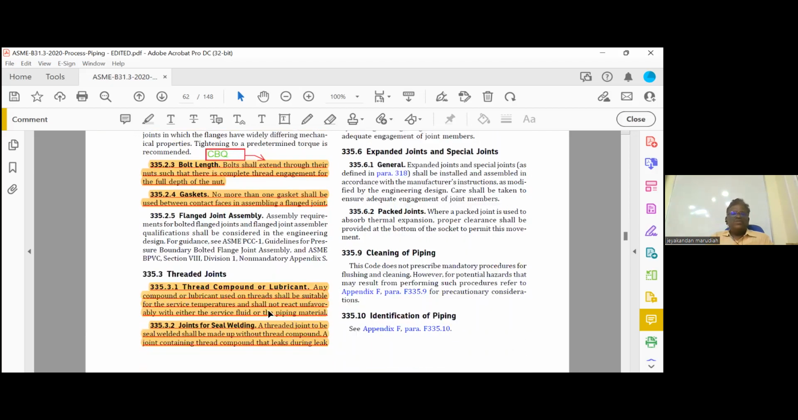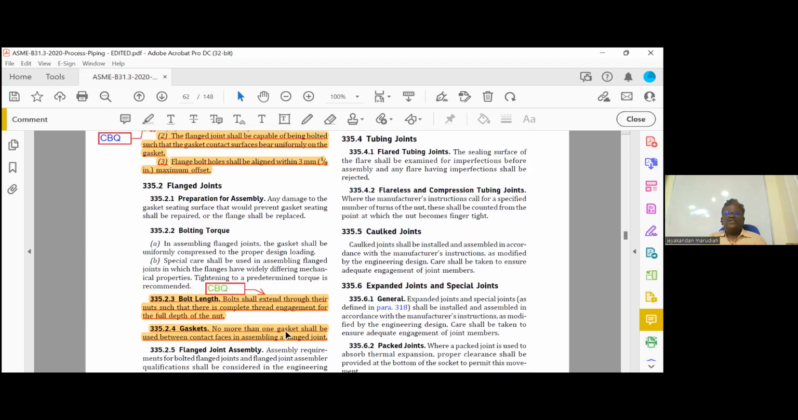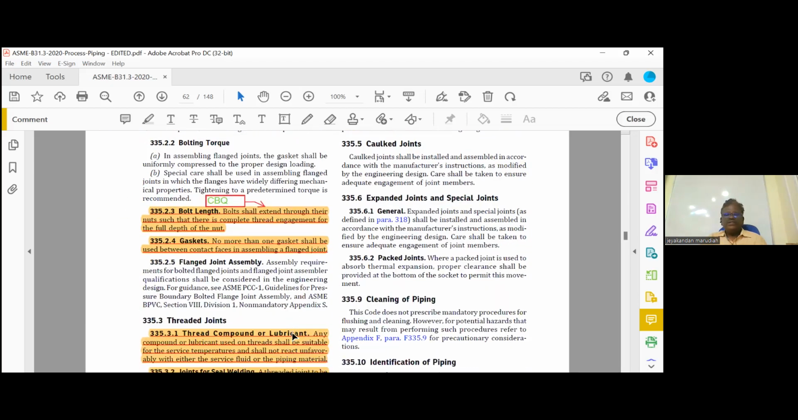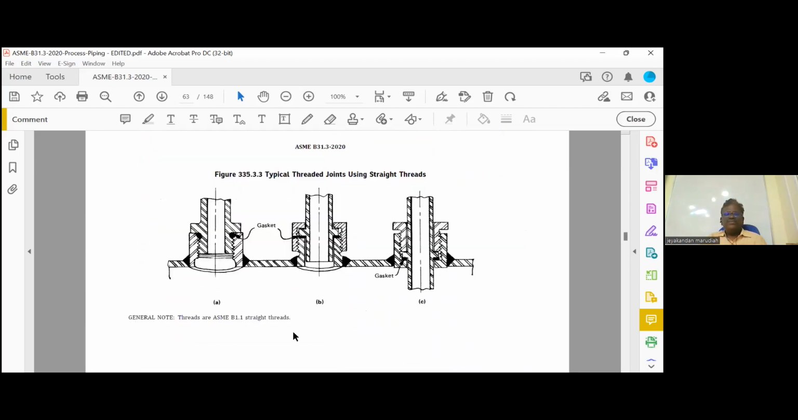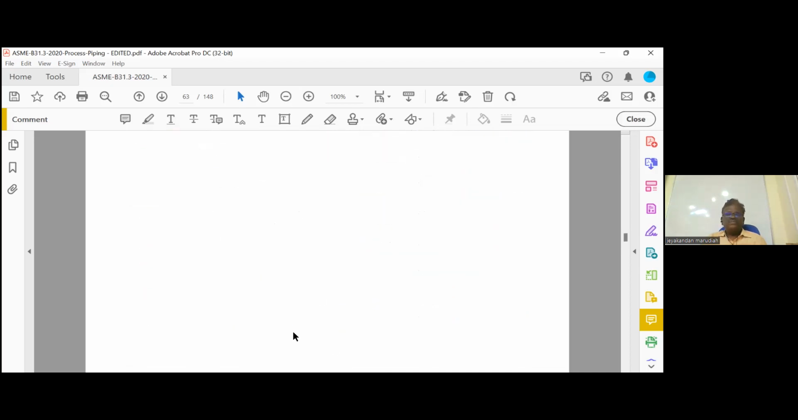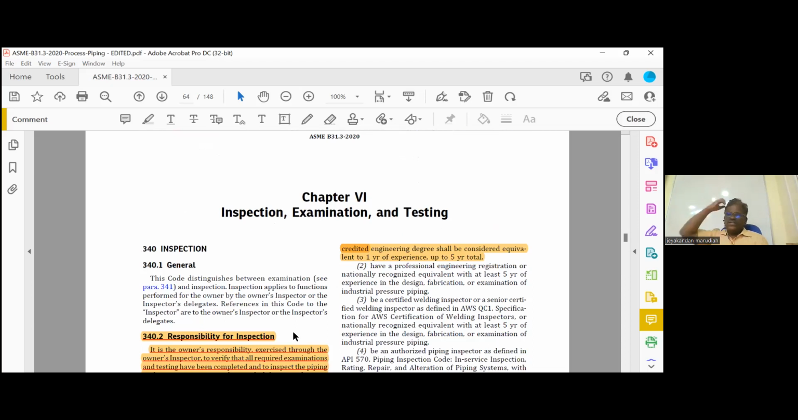Then thread compound or lubricant. Suppose you are going to make a threaded joint and then weld it, lubricant should not be used. Any compound or lubricant used on threads shall be suitable for the service temperature and shall not react unfavorably. Seal welding: a threaded joint seal weld shall be made without thread compound. Just to highlight this, these are not important. So that is the end of chapter 5. Then we'll go to chapter 6.